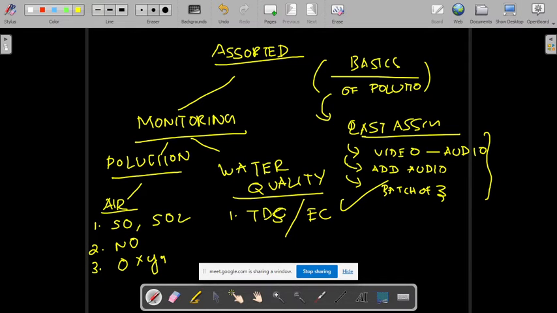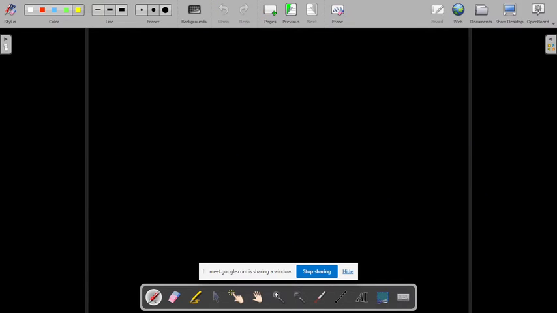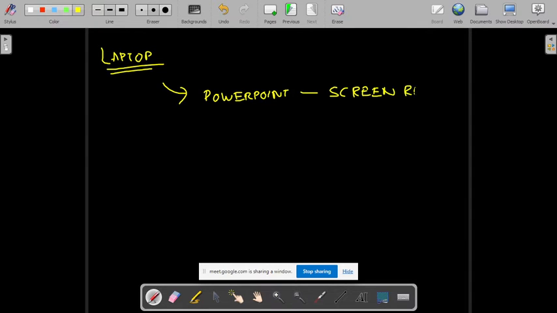This can be done in a couple of ways. You have a good number of apps in mobile to do this. For those who have a laptop, I'll give you a provision. There is one feature in PowerPoint called screen recording. You can use this feature.